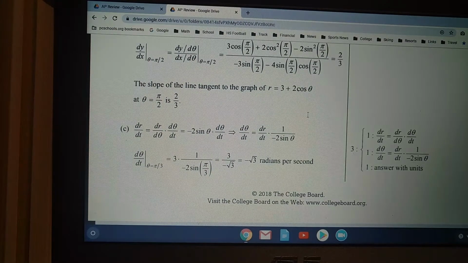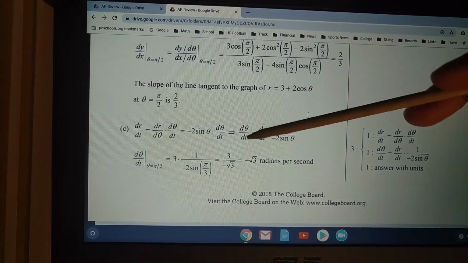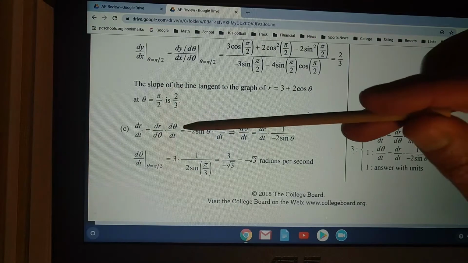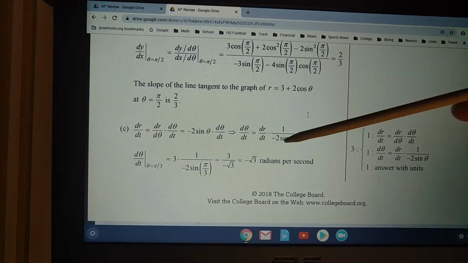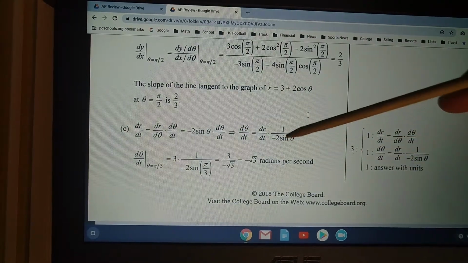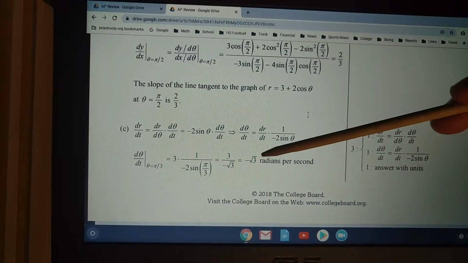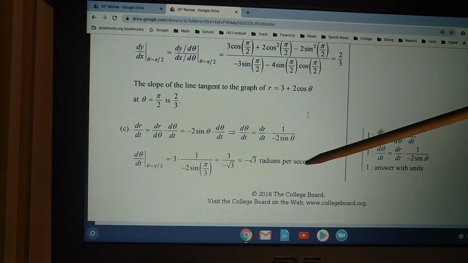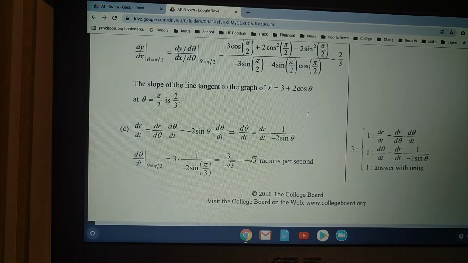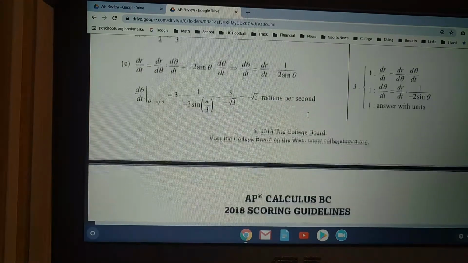And then if you solve it correctly for d theta, so getting to here gets you 1 point. Solving correctly for d theta there gets you a 2nd point. And then actually evaluating correctly and including units, you must include units to get the 3rd point, and getting that negative radical 3 gets you your 3rd point. Okay, go ahead and score that one out of 9.